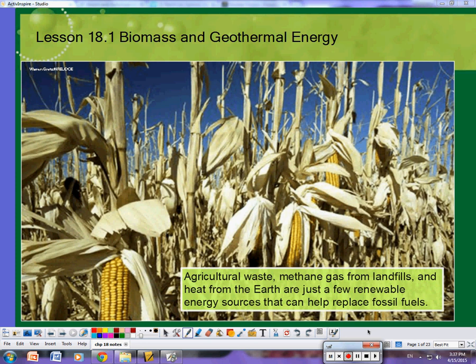We're going to be looking at renewable energy. We just finished studying non-renewables, so we saw fossil fuels, oil, coal, and natural gas, as well as nuclear energy. Those are non-renewables. Now we're looking at renewable. 18.1 specifically goes over geothermal and biomass.